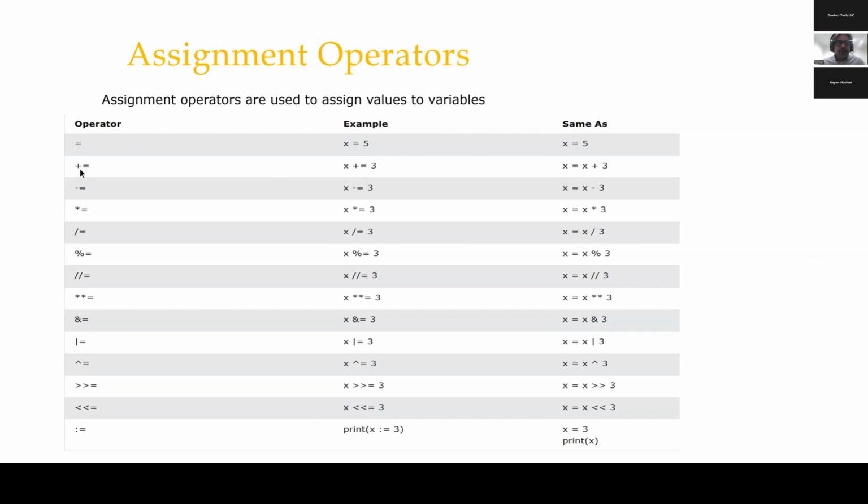Now the other is plus equal to. That means add to whatever value you already have. For example, if you previously saved a value of 5, you just add 3 on top of it. So if you have 5 previously, it will become 8. Here, assigning the value is basically adding 3 on top of it. This one is the opposite of plus equal to 3.